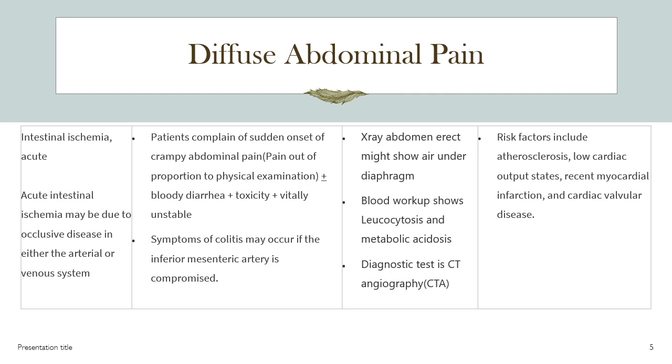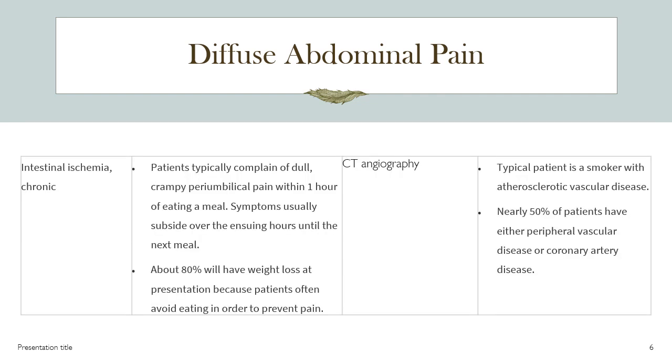Especially ask about the risk factors if you are suspecting acute intestinal ischemia, that is, the patient has preceding atherosclerosis, low cardiac output state, recent MI, cardiovascular disease. These patients are high candidates for presenting with acute intestinal ischemia. Then chronic intestinal ischemia, it's a bit of a long-standing disease. The patient usually comes with onset of abdominal pain half an hour to 1 hour after eating a meal, and the pain gradually increases and then subsides over a few hours.